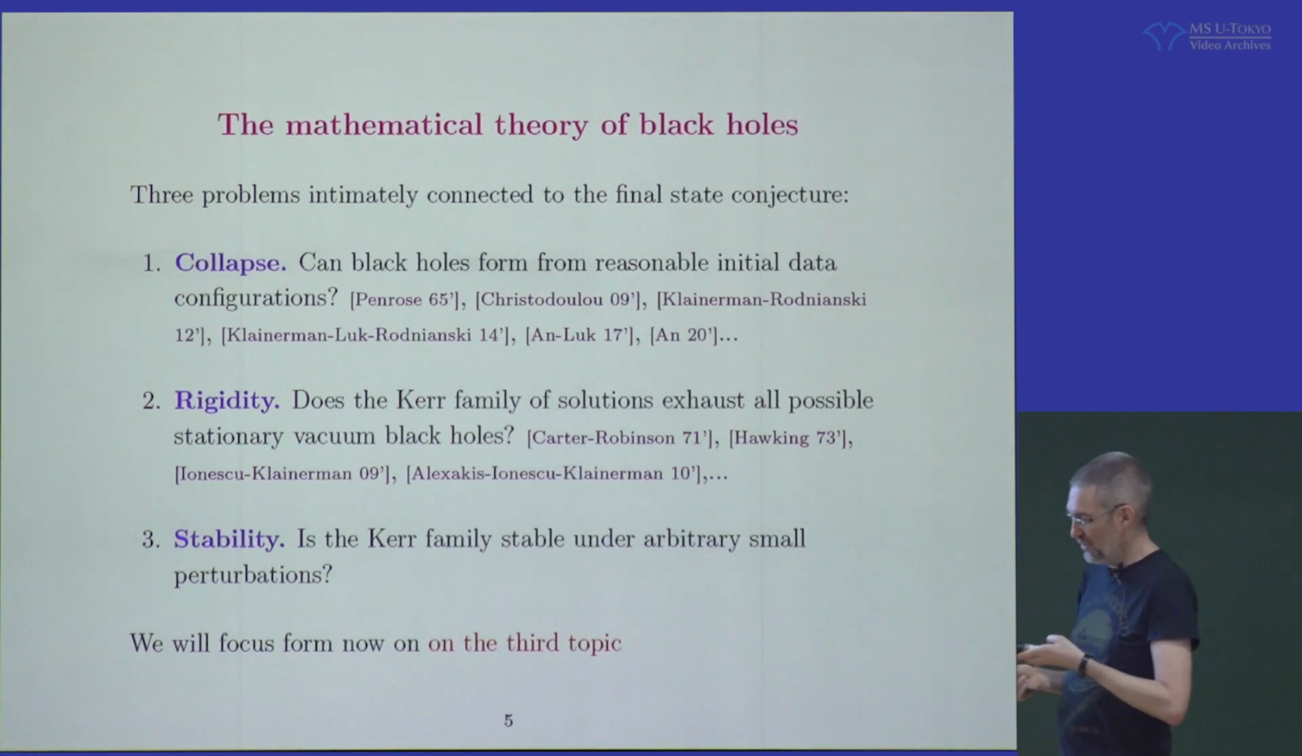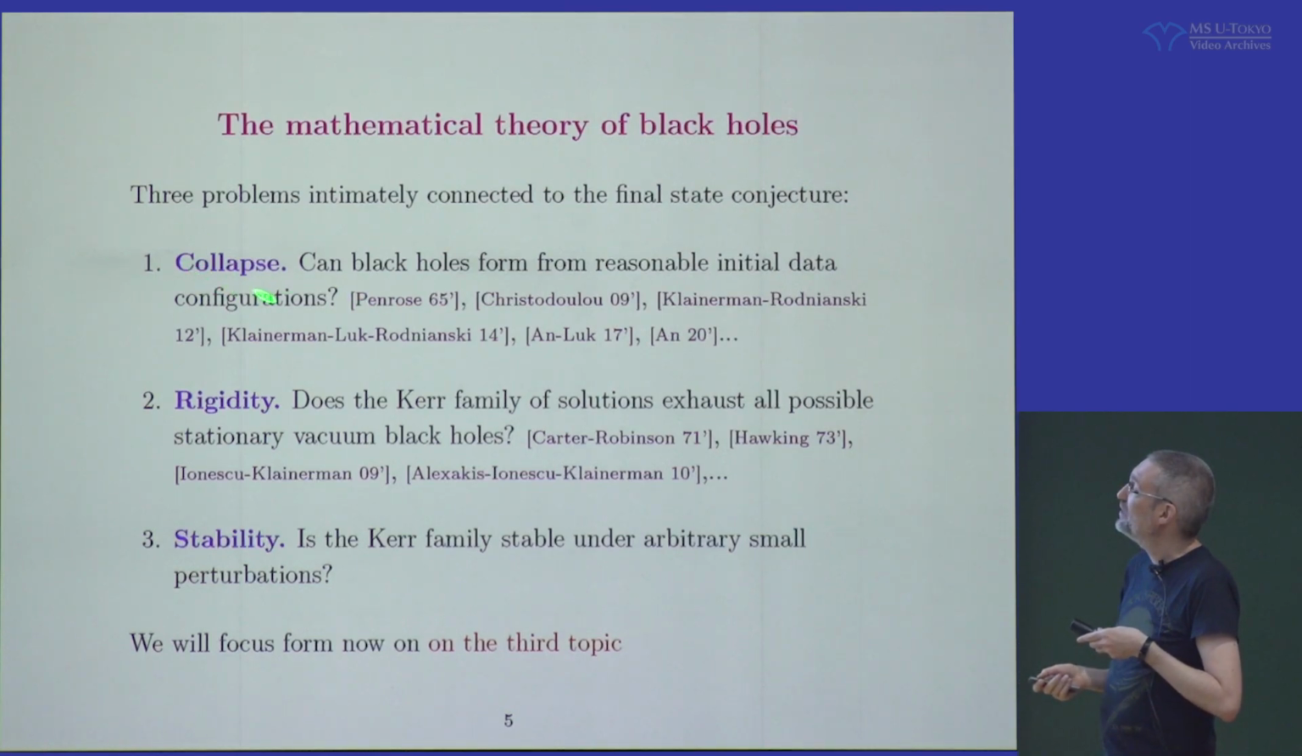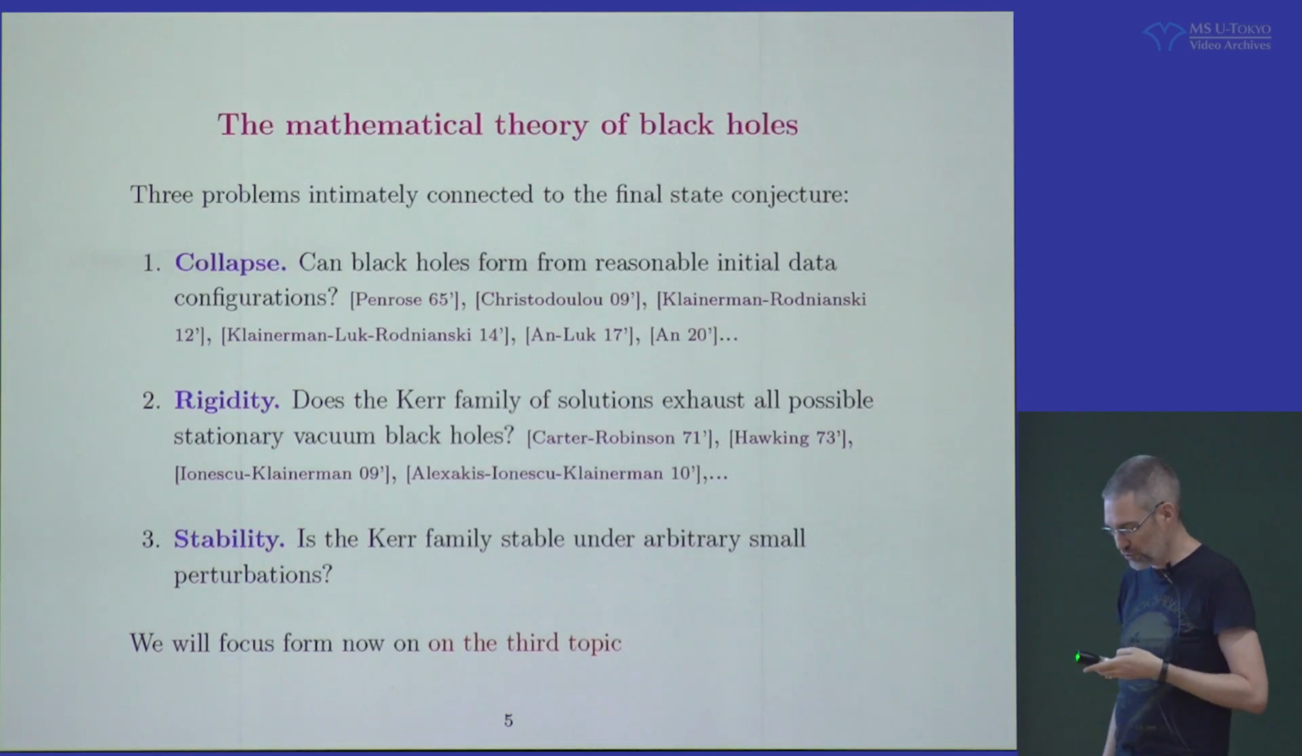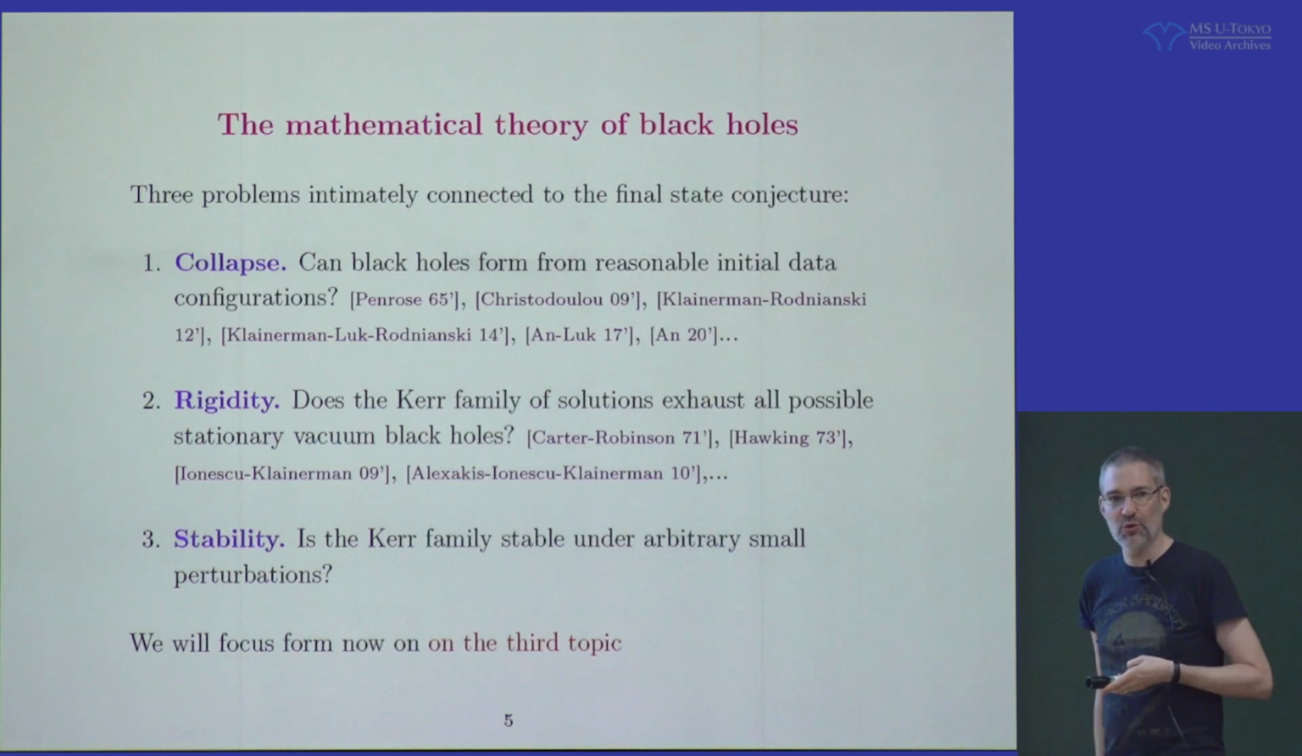The first problem is the one of collapse. So the final state conjecture expects that black holes will form. So there is already the first question, can black holes indeed form? If I give you a reasonable initial condition with no black hole, will they form dynamically? This is a question that goes back to the seminal work of Roger Penrose from '65 and his concept of trapped surfaces. And this has been revived after the breakthrough work of Christodoulou, which indeed showed that this collapse is possible. He showed formation of black holes, and there were lots of subsequent works, and I expect that there will be many works in that direction.